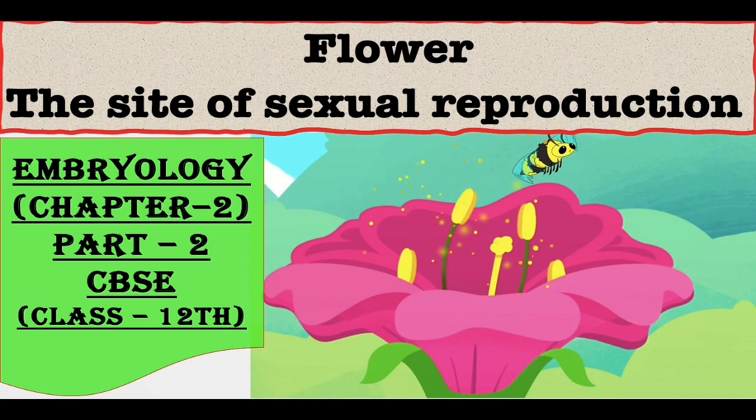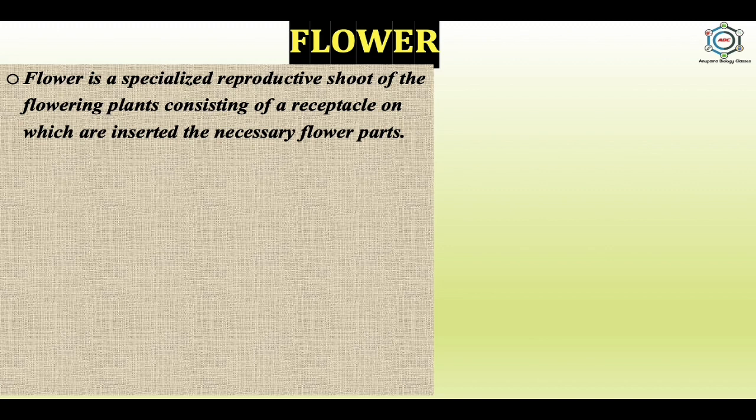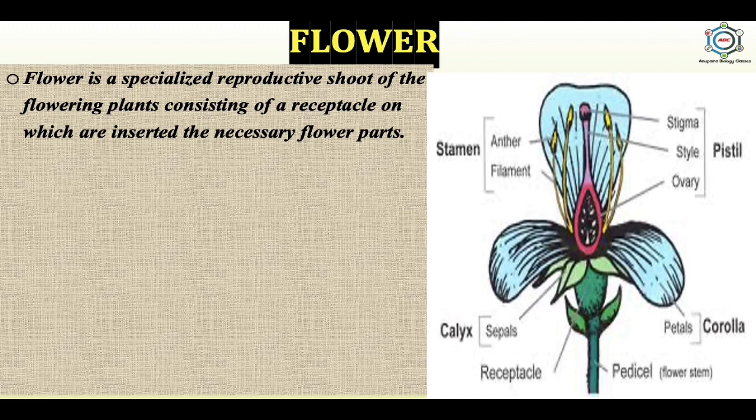First thing, we have to know what a flower is. You know that sexual reproduction occurs only in the flowering plants, that are the angiosperms. So for this, special organs are present in plants, and that is the flower. The flower is a specialized reproductive shoot of the flowering plants consisting of a receptacle on which are inserted the necessary flower parts. In this picture you can see a complete structure of a flower, which we will discuss later.